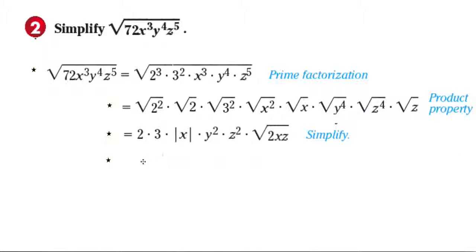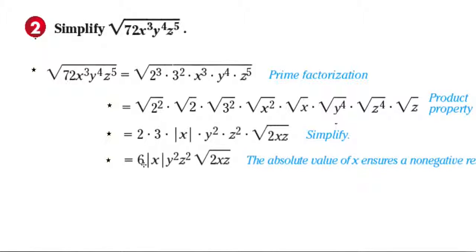We simply multiply them again and combine them. You have 6 times the absolute value of x times y squared times z squared times radical 2xz. So the absolute value of x ensures a non-negative result.